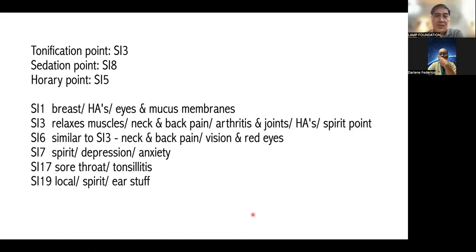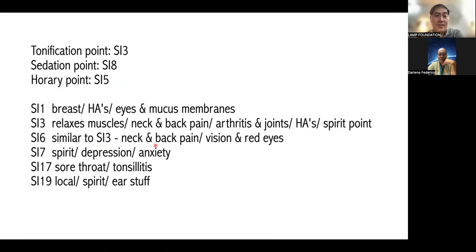SI1, this is the point we use for the breast, also for headaches, and when there is involvement of the eyes and mucous membranes. Okay, so the SI3 relaxes the muscles, also good for neck and back pain. This is also a favorite point. This is very effective, especially for upper back pain. Arthritis and joints, headaches also, spirit point.